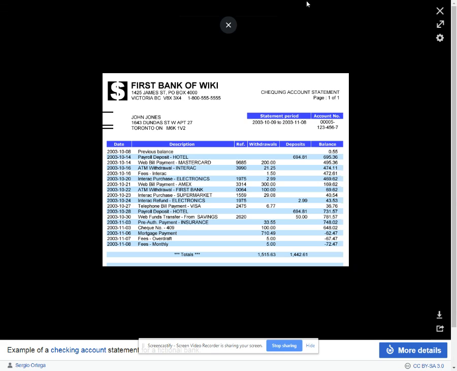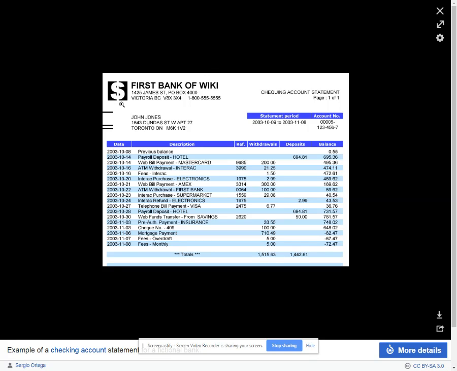So for the rest of this activity, we're going to be taking a look at this checking account statement and answering questions based on it. I'm going to just walk you through the different parts of this checking account statement so that you can more easily answer the questions. Follow along as I go through.